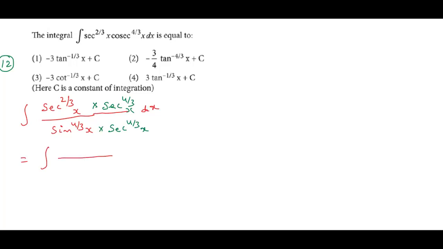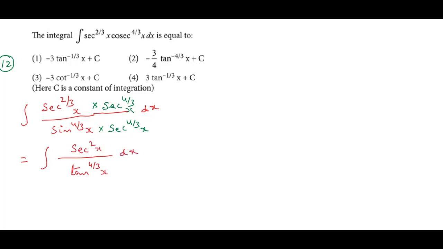Secant means 1 by cos. Sine power 4 by 3x divided by cos power 4 by 3x, that means tan power 4 by 3x. Numerator, see that? Secant. Bases are equal, so powers should be added. 2 by 3 plus 4 by 3 is 6 by 3. That is secant square x dx.